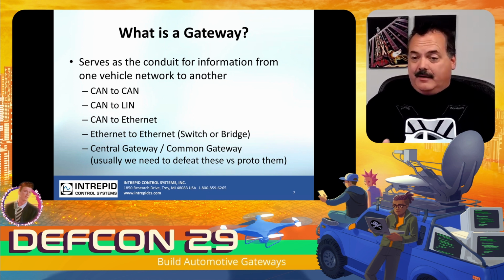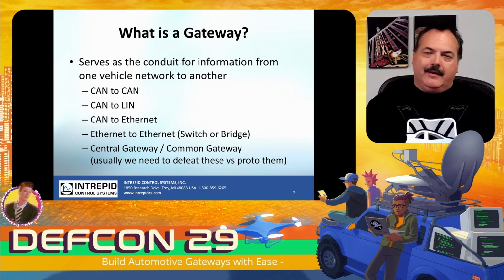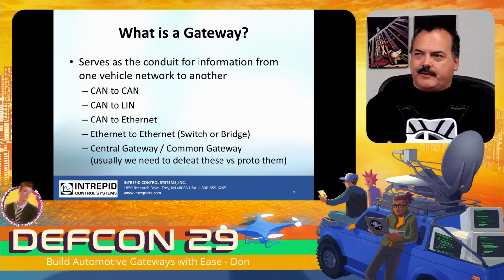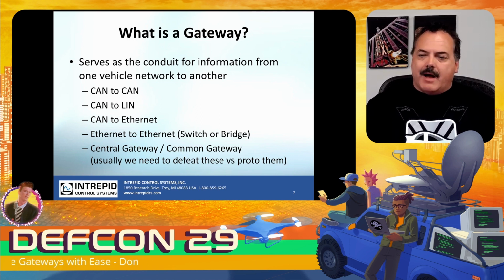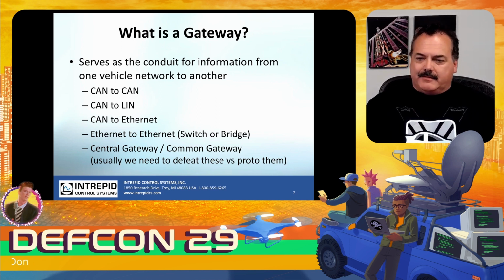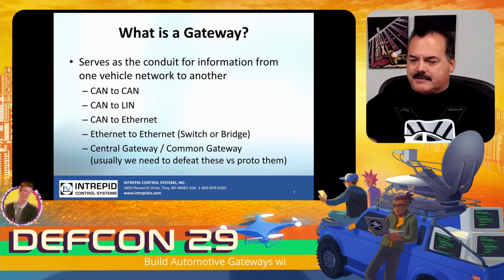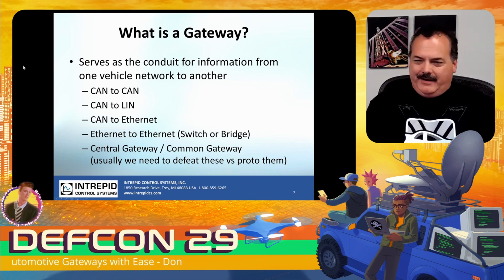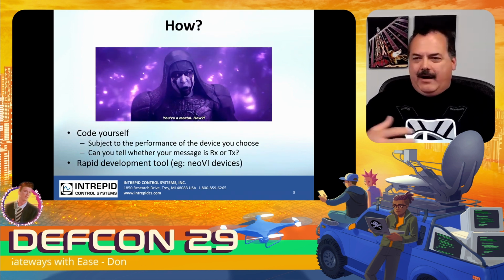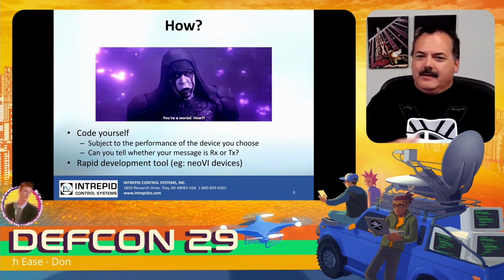Many vehicles now have a central gateway or a common gateway, several different names for it, but essentially all the traffic goes to it and gets routed out to minimize repeating traffic on multiple buses and to segment the vehicle out. The central gateways or common gateways are not the subject of what I'm talking about today. That's really for another day, to talk about defeating those, that kind of thing. So how do you make the gateway?